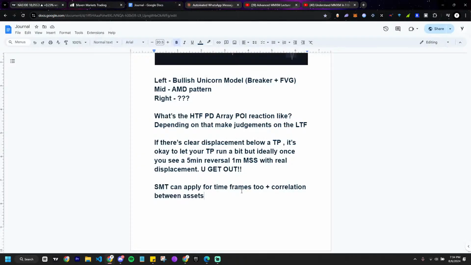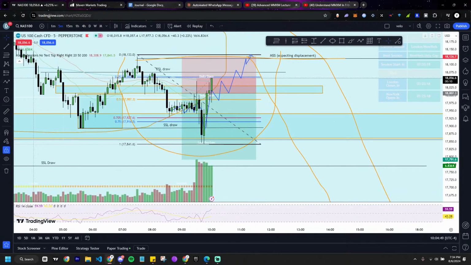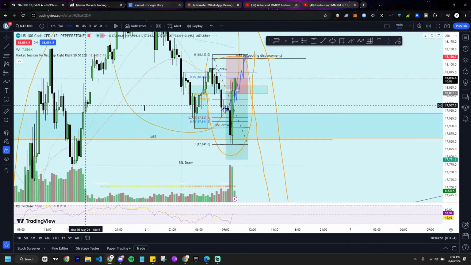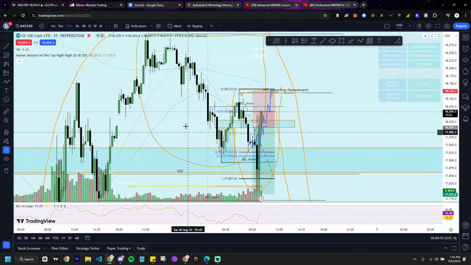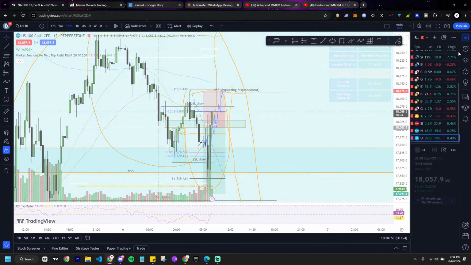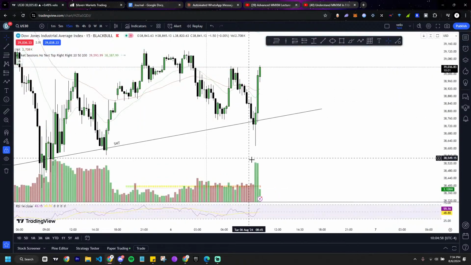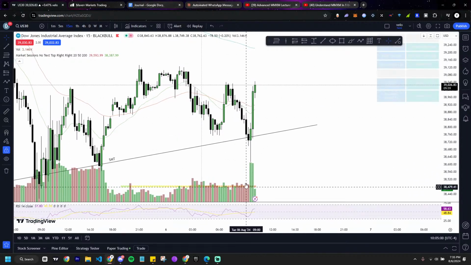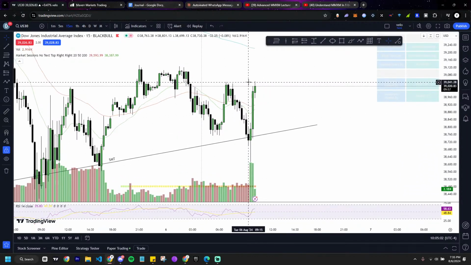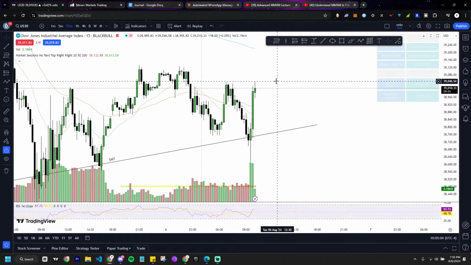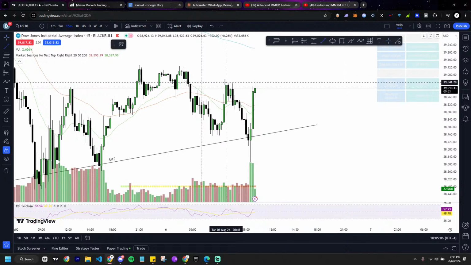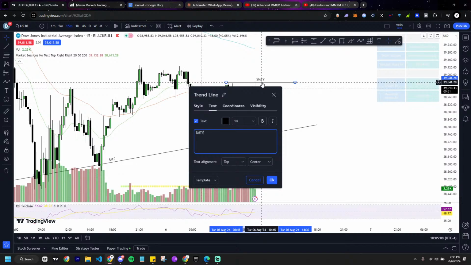SMT can apply for time frames too, correlation between assets. So it's bullish right now, but overall, bearish. See? Everything's bearish, but then if we go to US 30, we're bearish here too. Even though this is bullish right now, it takes out this high. Boom. See? Took out this high. So now what are we gonna do? Go lower. SMT. Sorry, VSO, draw.